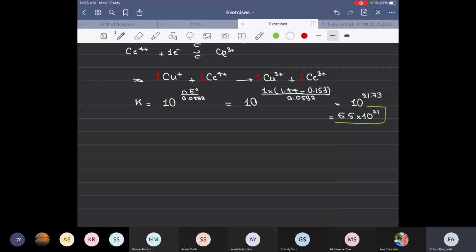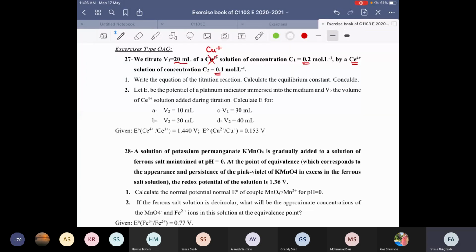The second part. Let E be the potential of the platinum electrode immersed into the medium and V2 be the volume of cerium 4+ added. Determine who is the analyte and who is the titrant. Calculate E of the system for V2 equal 10, 20, 30, 40 milliliters. Very good. To calculate E of the system we need to know whether these points are before or after equivalence. To know that, we have to find E at equivalence.